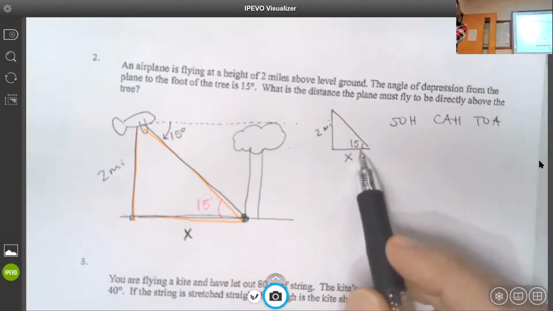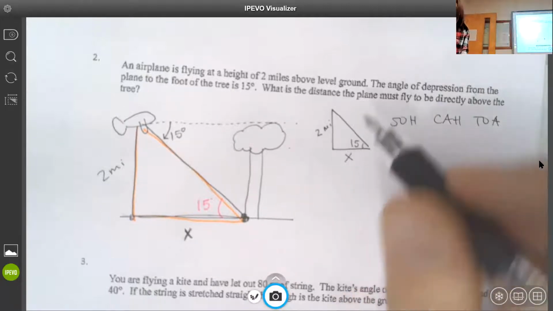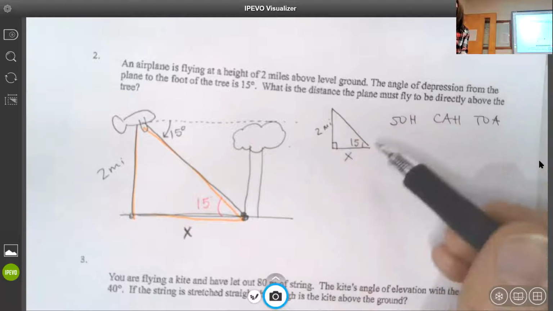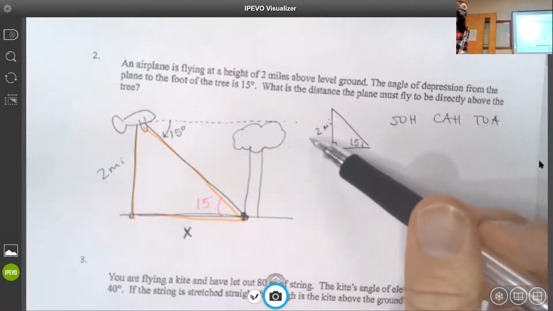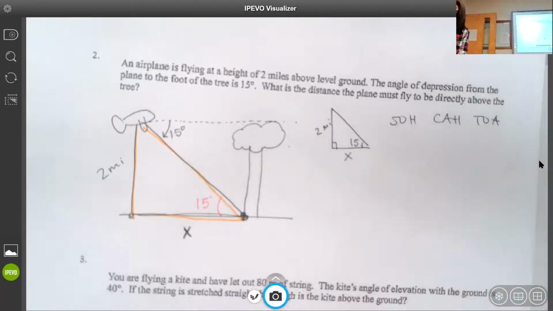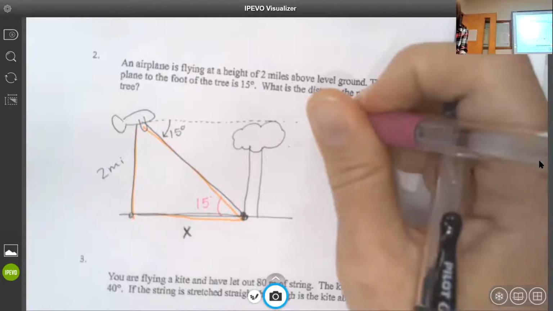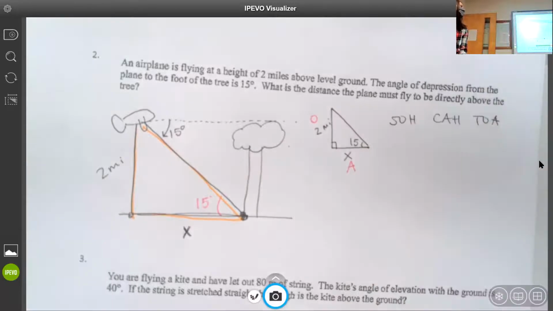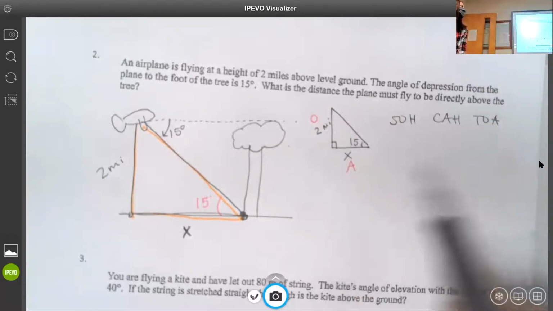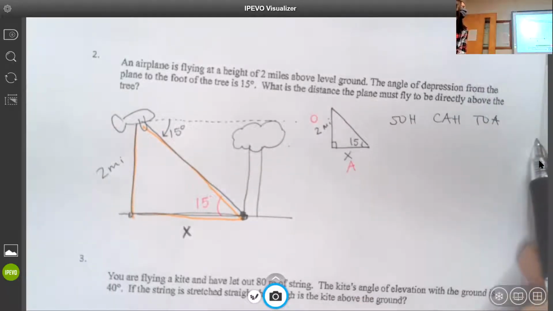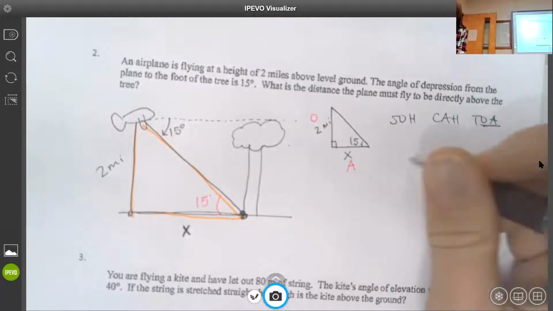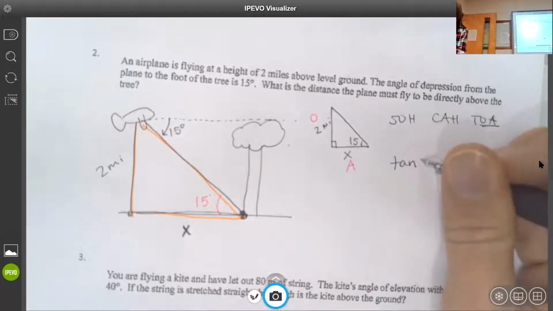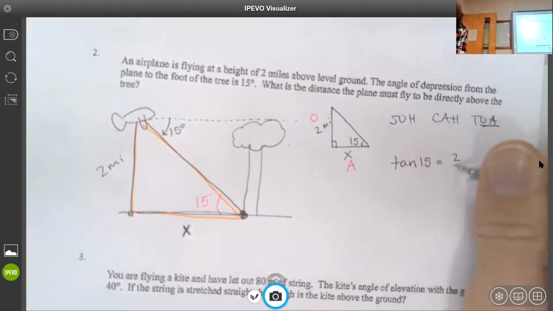And what 2 sides do I have? So given that this is the 15-degree angle, here's my right angle. 2 miles would be the what side? Opposite. So here's my opposite side, and x would be the adjacent side. So if I have opposite and adjacent, which trig function do I want to use? Tangent, yeah. Opposite, adjacent, I want to use tangent. So I'd say, well, the tangent of 15 would be 2 over x.